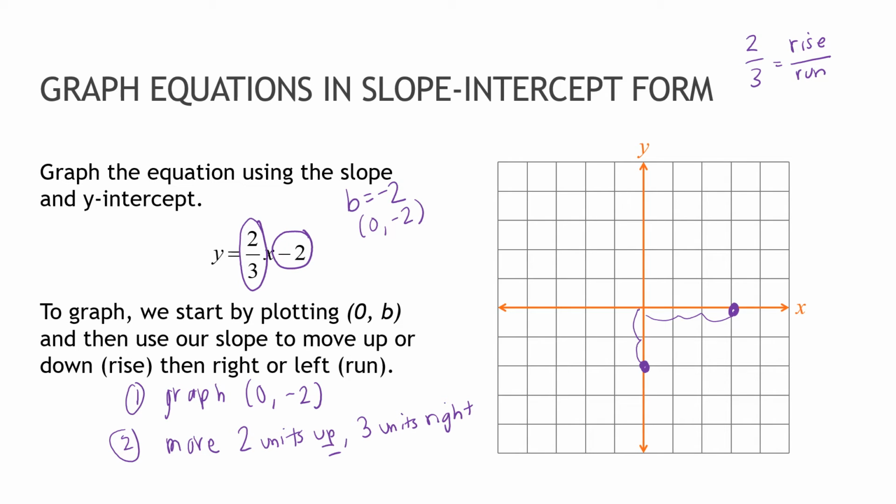And keep in mind, it's okay to keep going. So I can go up another 2 over another 3, which actually takes me off my graph. Or remember that 2 over 3 is the same as negative 2 over negative 3 because those negatives would cancel and make it positive 2/3 again, which means I could go down 2 to the left 3, and as we can see, that would still be on the same line. So let me get rid of all this other riffraff. Connect the dots, and that is what my graph would look like.